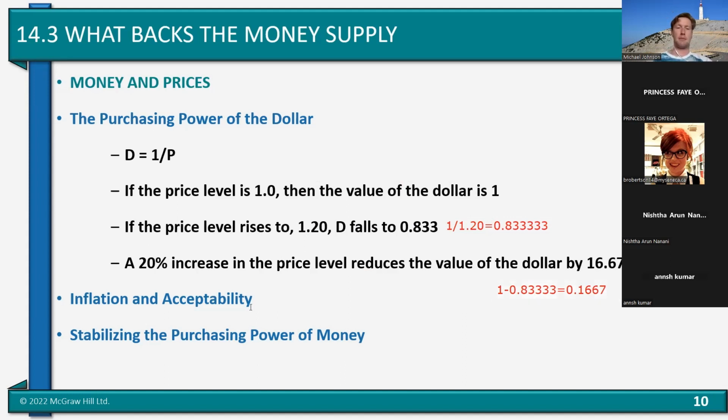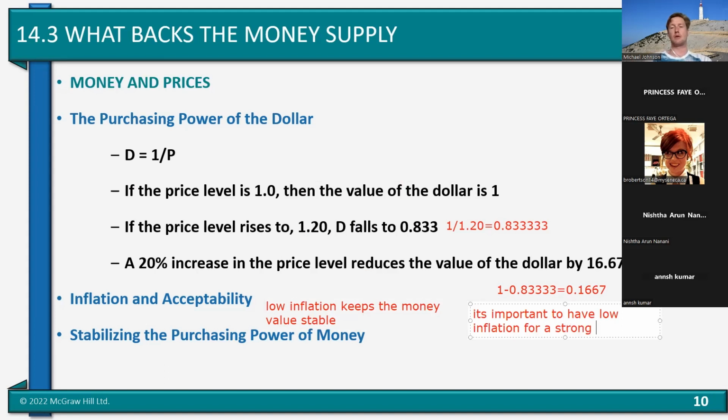So inflation and acceptability. So low inflation keeps the money supply, the money value stable. So it's important to have low inflation for a strong currency value.